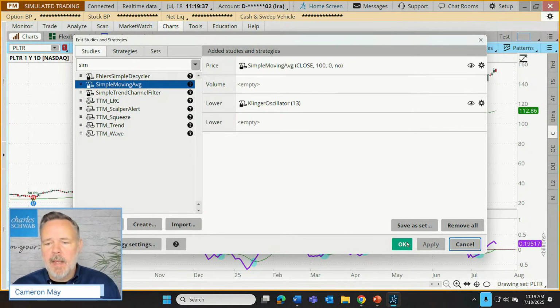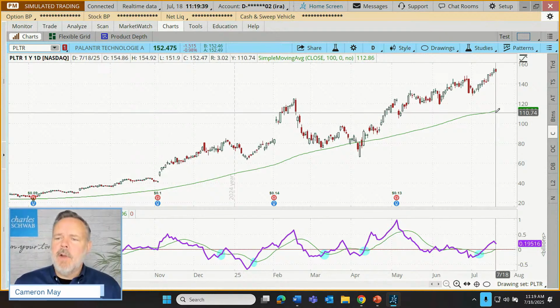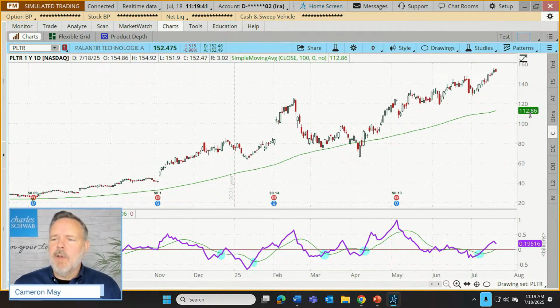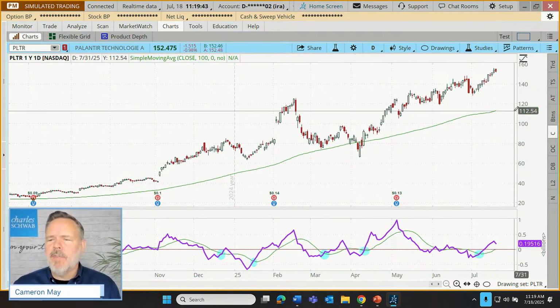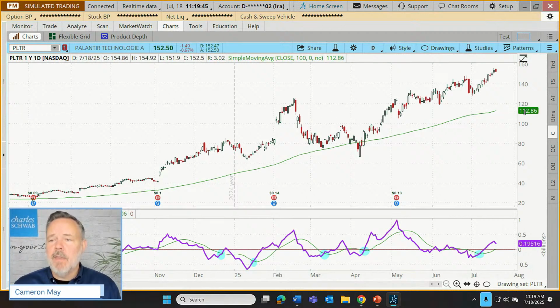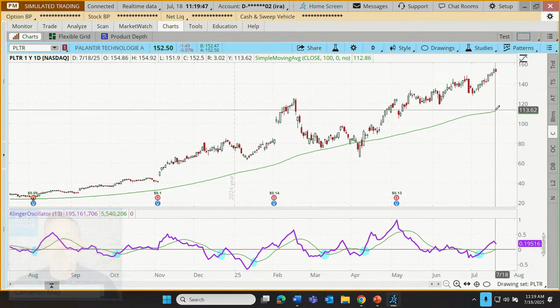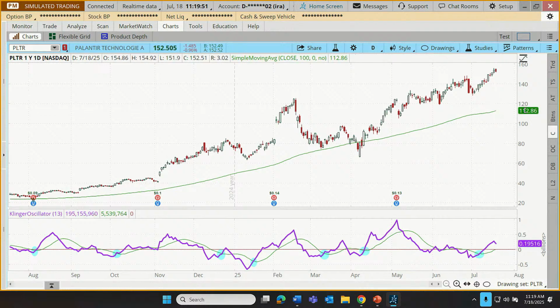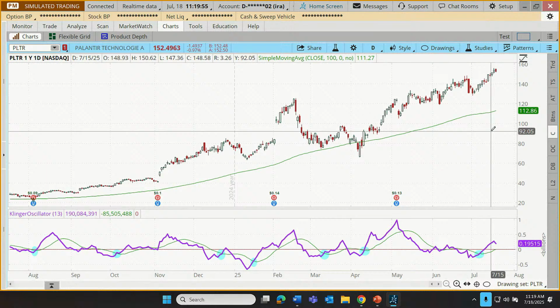Okay, click apply and click OK again. So here's our 100 period moving average, current value of 112.86. And we know, if we're familiar with simple moving averages, that's just telling us over the last 100 days, the average closing price of Palantir is $112.86. So it's using some value over time. It's calculating the average of that value and then plotting it as it changes over time. That's what a moving average does.